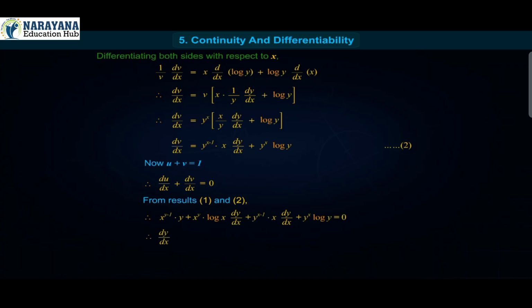Therefore, dy/dx (x^y log x + y^(x-1) x) = -y^x log y - x^(y-1) y. Therefore, dy/dx = -(y^x log y + x^(y-1) y) / (x^y log x + y^(x-1) x).